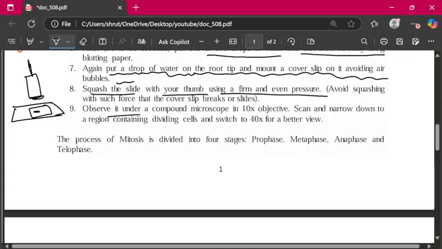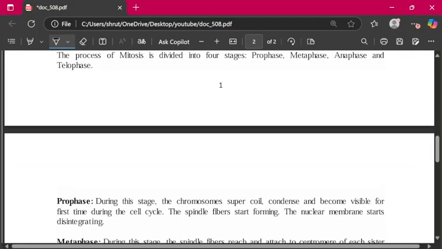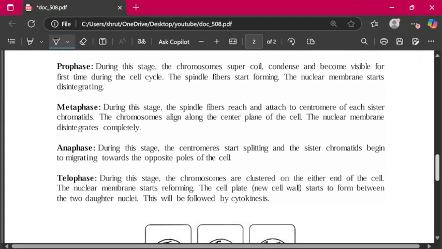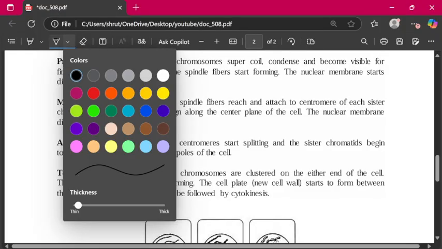Then observe it under a compound microscope, in a 10x objective lens, and scan and narrow down to a region containing dividing cells and switch to 40x for a better view. So the process of mitosis is divided into 4 stages: prophase, metaphase, anaphase and telophase. Okay, as you all know. Now let's see the different phases in detail.